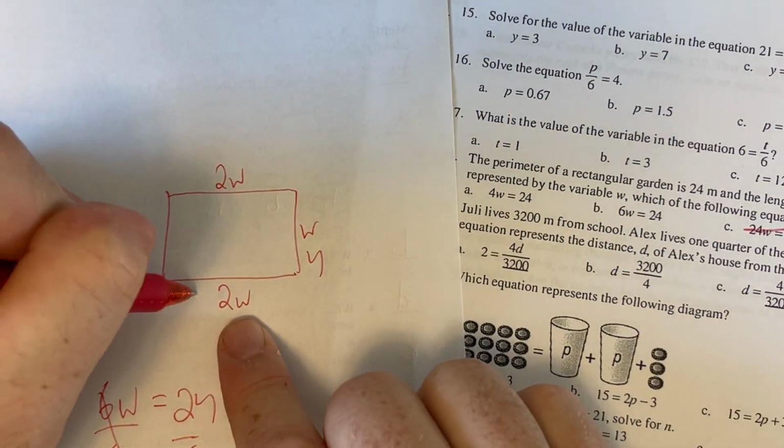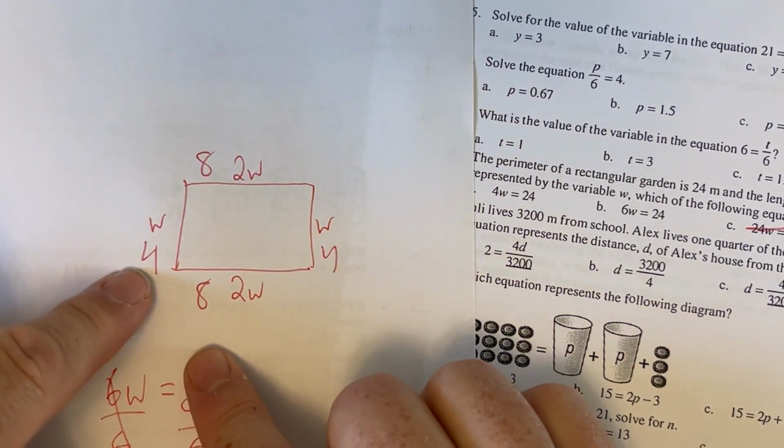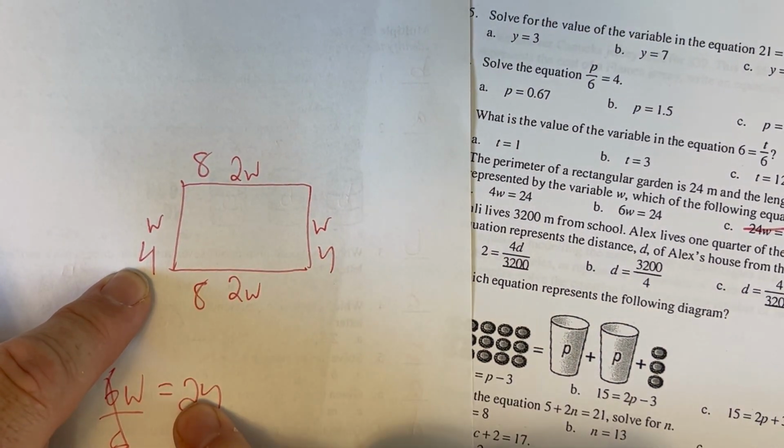And then 2 times 4 is 8 and 8. So there's 16, 20, 24, which is the total.